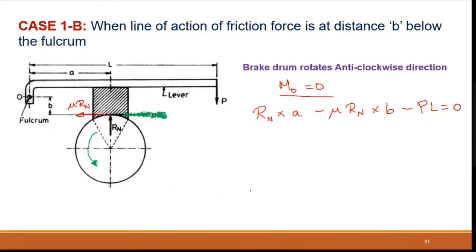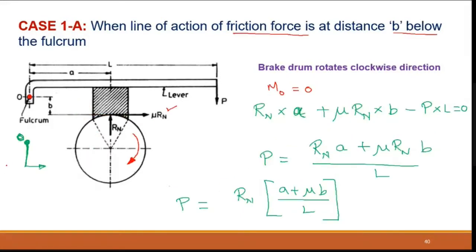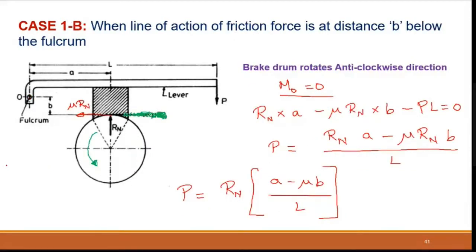Right? In that case, I can write P is equal to Rn A minus mu Rn B divided by L. Or I can write P is equal to Rn as a common term. If I take it out, I get A minus mu B divided by L. Any doubt on this? Okay, I will proceed. Now, we got two formulas. One, P is equal to Rn into A plus mu B divided by L. The other one is A minus mu B divided by L.